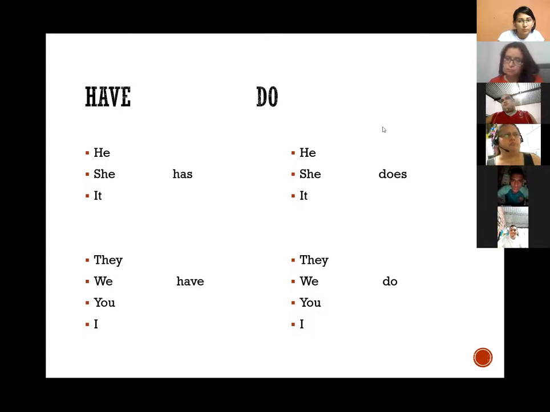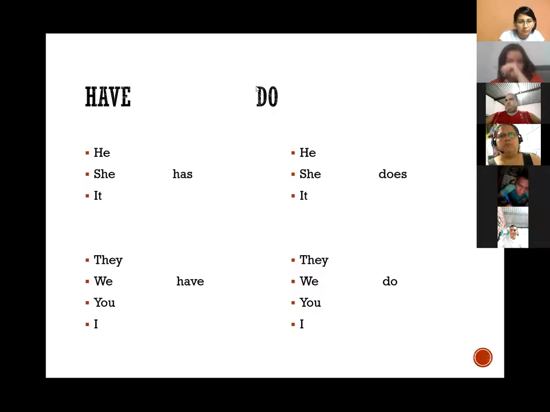¿Cómo dirían? Ellos tienen. They have. Excellent. Good job. Okay. Nota mental. Has and have. Únicamente lo vamos a utilizar con esos tres sujetos.